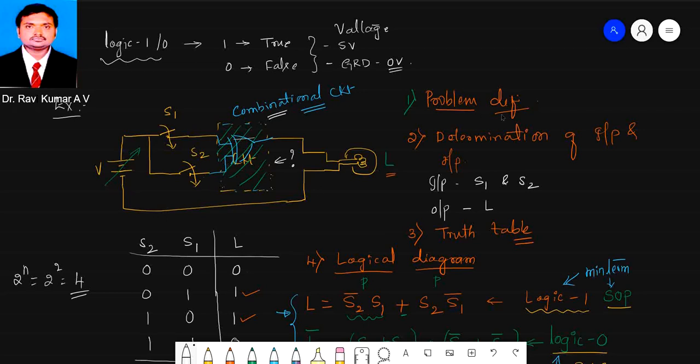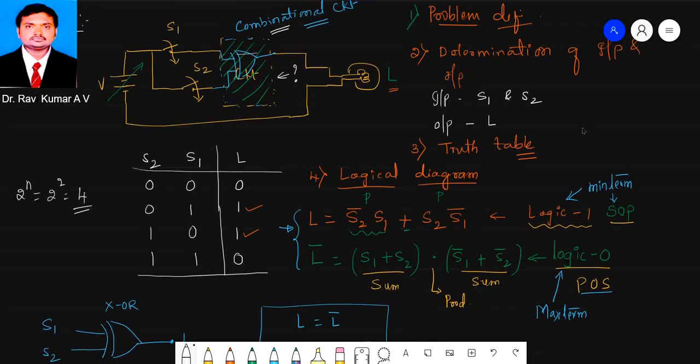First we understand the problem definition. The second step is to determine how many inputs and how many outputs are required. We require 2 inputs and 1 output. With this, we need to write the truth table. As I said, with 2 input variables we are supposed to write the input combinations. The number of combinations is always 2 power n, that is 2 power 2, so 4 combinations are required: 0 0, 0 1, 1 0, 1 1. I have written this. With this input, what output are we supposed to get?